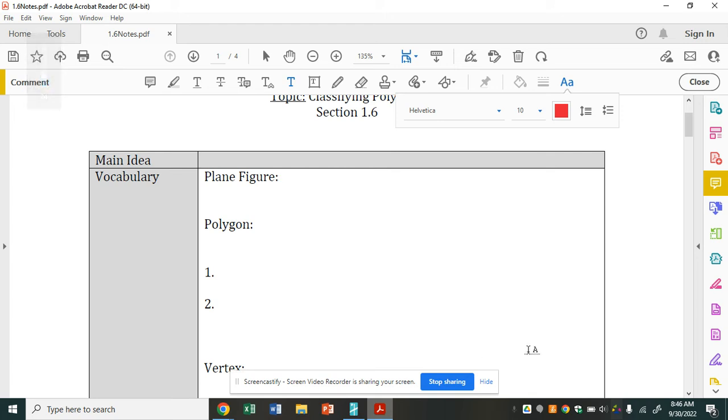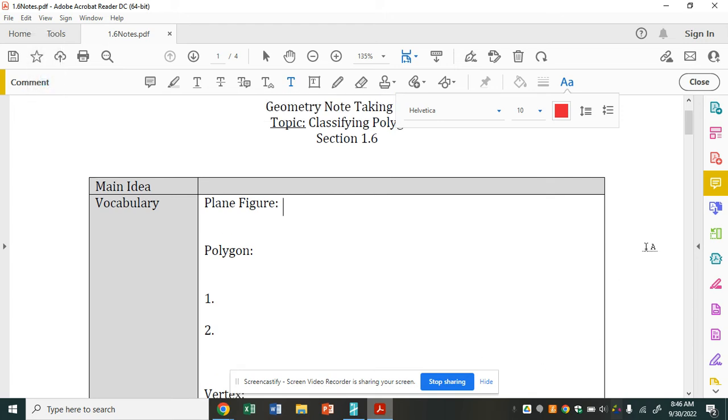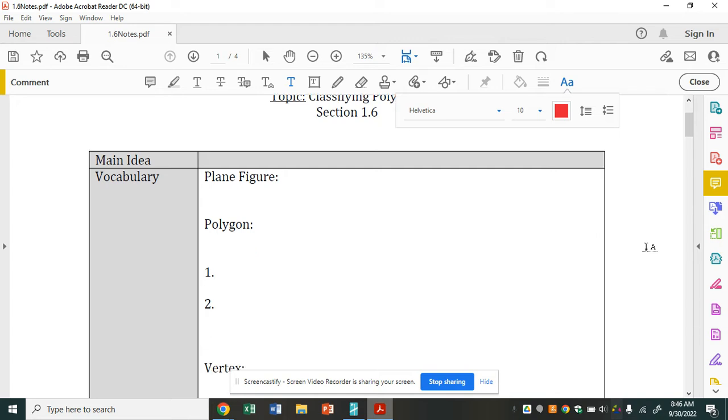Alright guys, we are going to start in on our last section of chapter 1. So up until now we've really talked about planes, lines, segments, points, rays, angles, things like that. We're switching gears a little bit and we're going to start talking about polygons. So the first definition I want to give you is a plane figure. Plane figures are figures that lie within a closed plane.